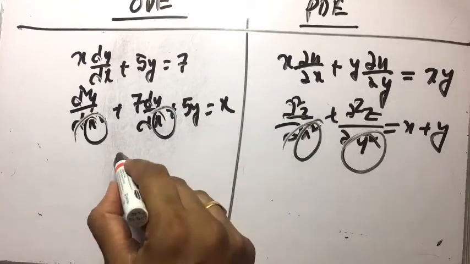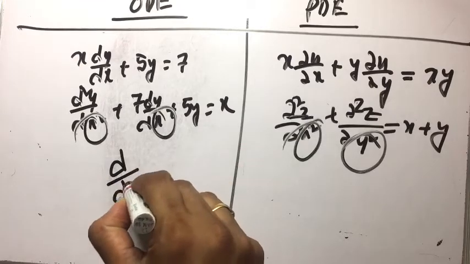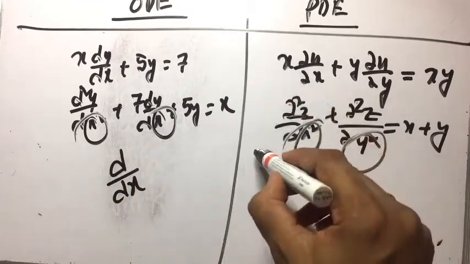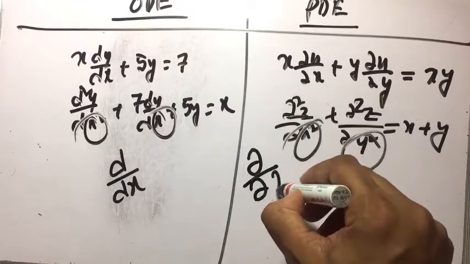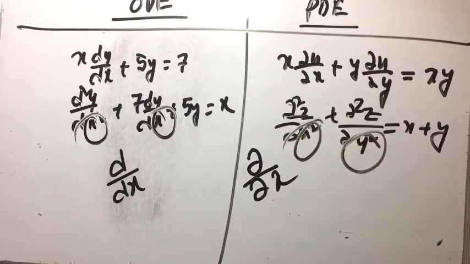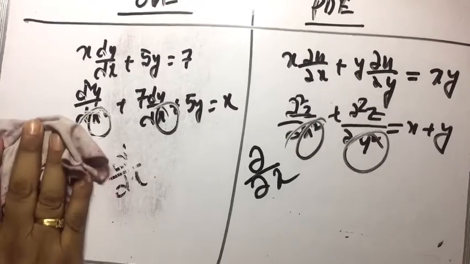In ordinary differential equations this is d by dx or dy by dx, but in partial this is partial differentiation, del by del x or del by del y. So this is the concept of differential equation and different types of differential equation.